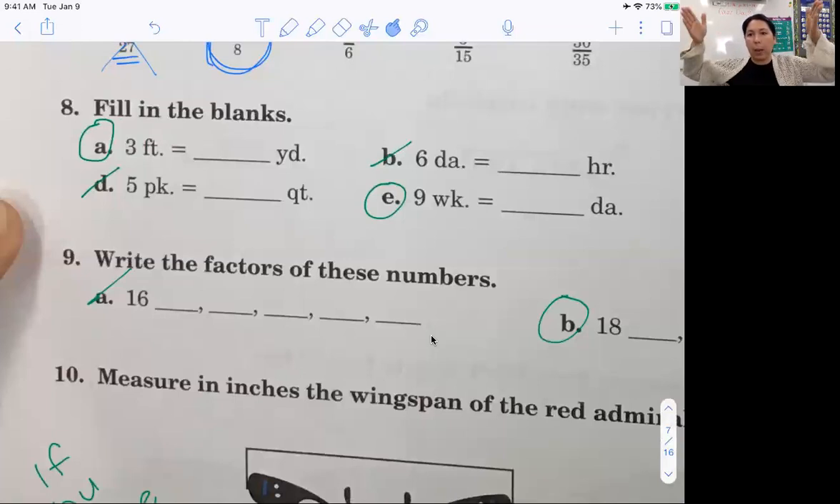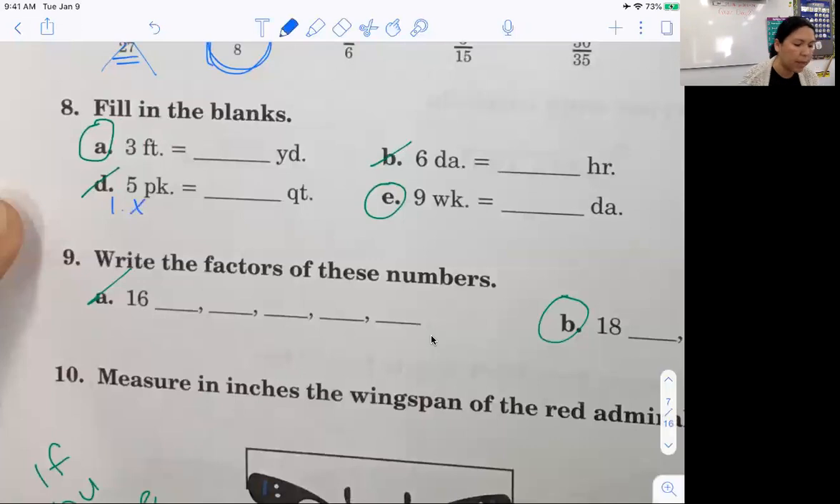Pecks are bigger, right? So we're doing pecks to quarts, multiply. Whenever we go large to small, we multiply. So I know I'm going to be multiplying here. So I'm going to draw a little multiplication sign. And does anyone remember how many quarts are in a peck? A peck is 2 gallons. So there's 4 quarts in 1 gallon. So that means there would be 8 quarts in a peck. So 8 is our magic number there. So all I'm going to do is multiply 8 times 5 and I get 40.